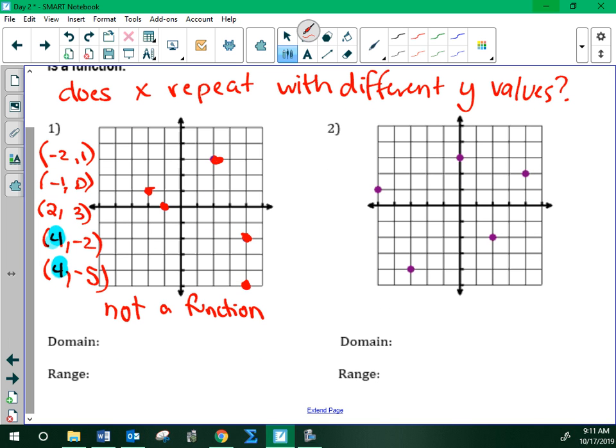Alright, so my domain, I'm just listing those x values: -2, -1, 2, and 4. Alright, let's list the range, the y values. What's my smallest y value? Yeah, good, -5. Then what's going to come next? -2, 0, 1, 3.